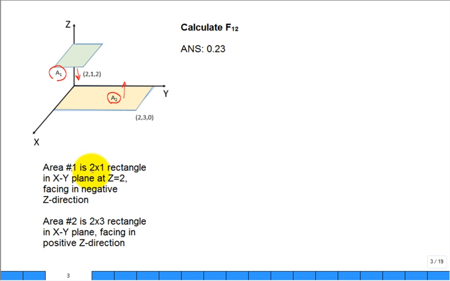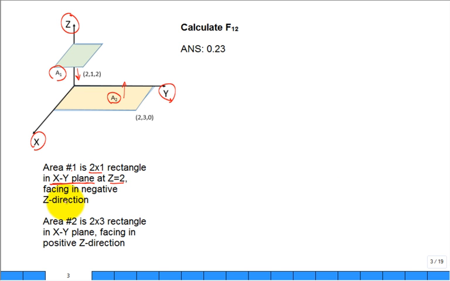So A1 is a 2x1 rectangle. It's parallel to the XY plane, but it's at a location Z equal to 2. So X, Y, Z, so it's sitting there. Hopefully that makes sense to you. Parallel to the XY plane, but it's at an elevation Z equal to 2.